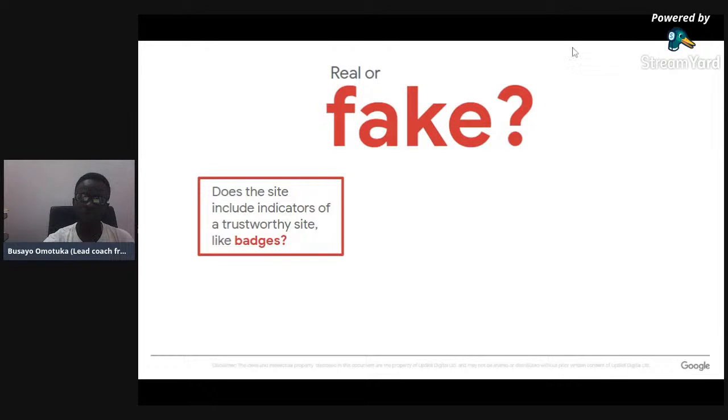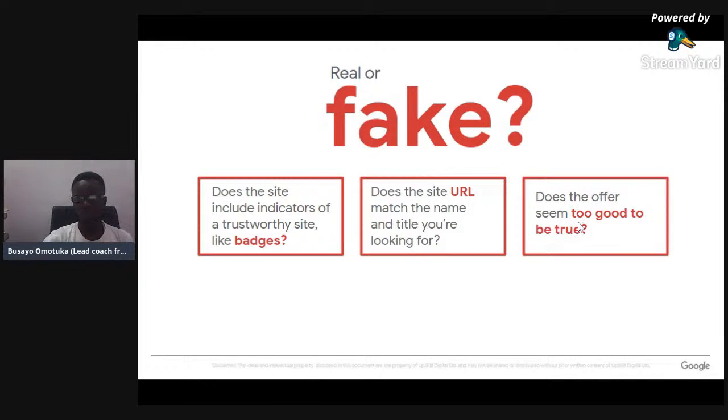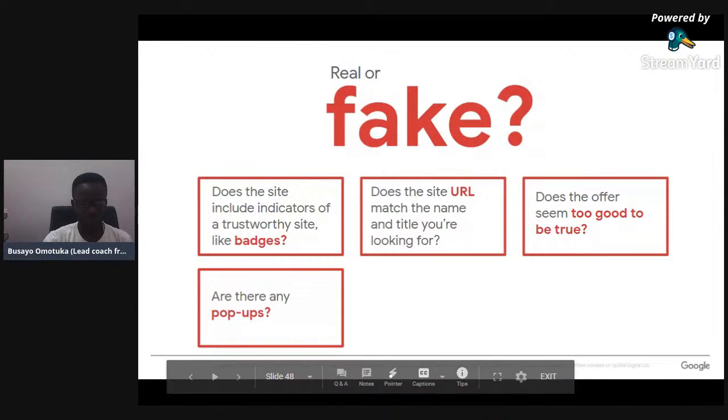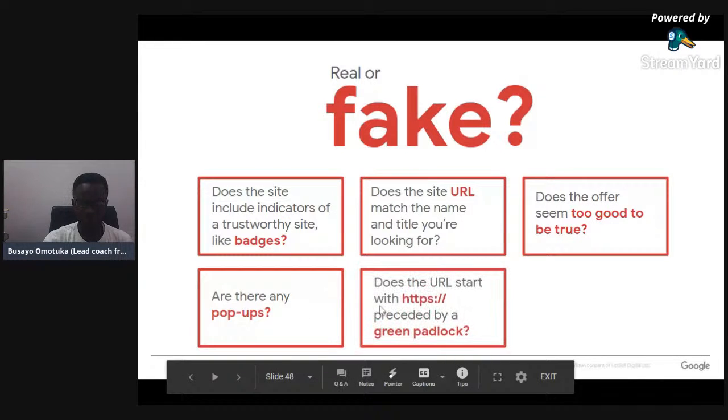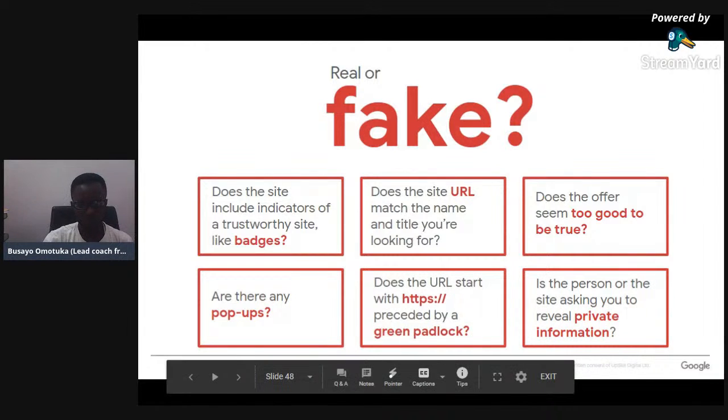For us to be able to know that a particular site is real or fake, we should find out if the site is trustworthy. Does it have badges? Does the site URL match the name and title you are looking for? Does the offer seem too good to be true? I'm sure you understand what I'm talking about. There's an offer that when you look at it, you just go, this can't be true. It's like everybody is just expecting manna. So when you look at some offers, you know that this can't be true.